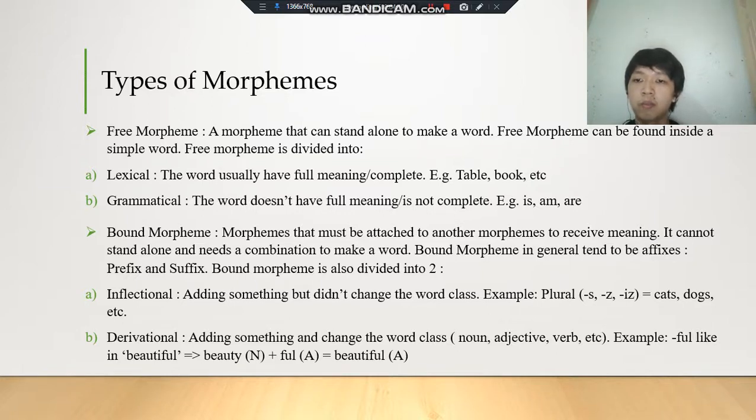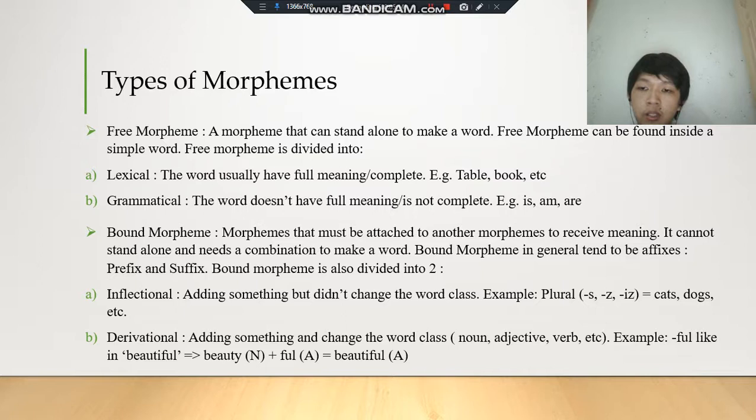Bound morpheme. A bound morpheme is a morpheme that must be attached to another morpheme to receive meaning. It cannot stand alone and needs a combination to make a word. Bound morphemes in general tend to be affixes, and they are prefix and suffix. Bound morpheme is also divided into two.